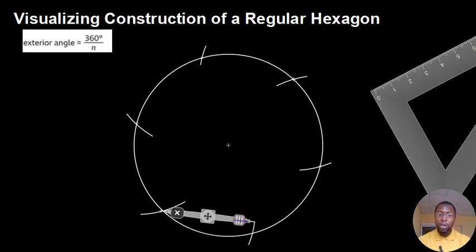Having done all these things, you can now take away your compass and get your pencil, and join each of the points, the points where the arcs intersect with the circumference, you join them together.